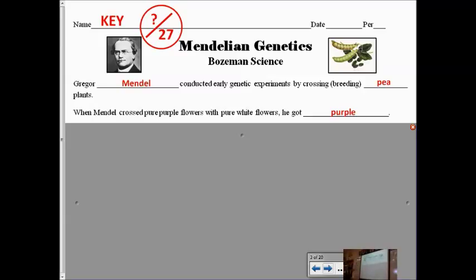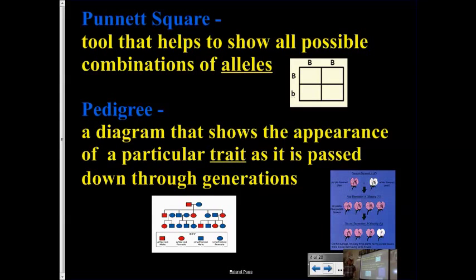Okay? Now, one of the tools we use for planning how the offspring are going to turn out is the Punnett Square that we just did. Another tool we use is called a pedigree. And I want you to write these two definitions down in your notes right now.